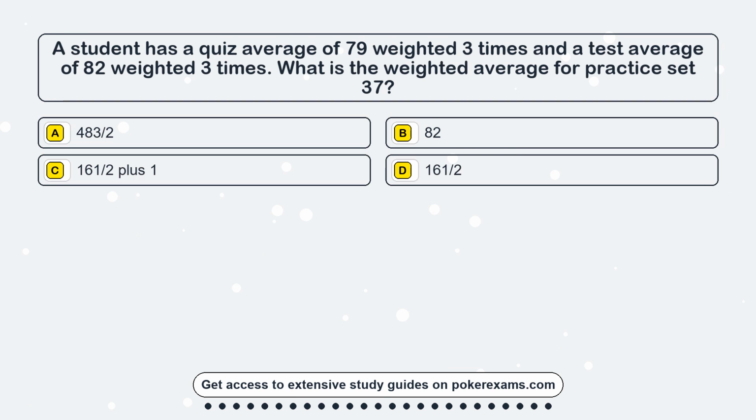Question 20. A student has a quiz average of 79 weighted 3 times and a test average of 82 weighted 3 times. What is the weighted average for practice set 37? Option A 483/2. Option B 82. Option C 161/2 + 1. Option D 161/2.